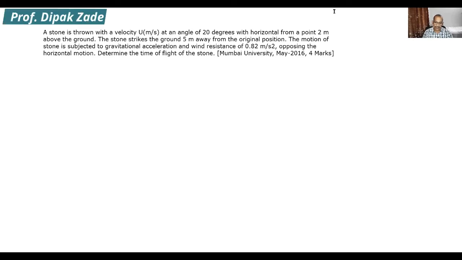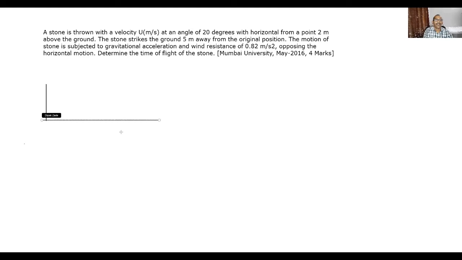So there is a wind resistance of 0.82 meter per second square. Now we'll try to draw the figure. That means where we'll get the initial position, where we'll get the final position, and then we'll apply some equation. Now this one is say 2 meter height. Then I'll represent here the ground. Say this one is the ground.